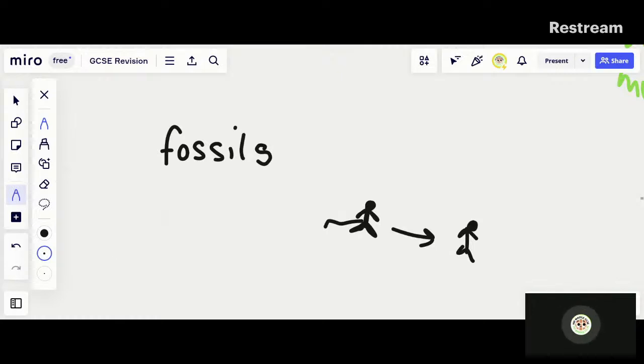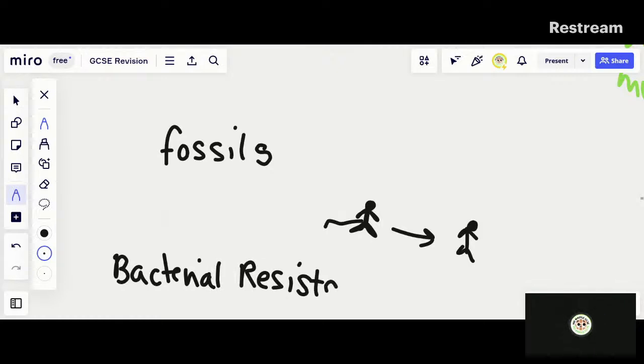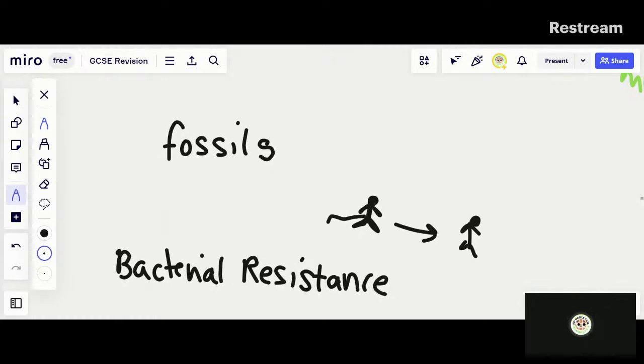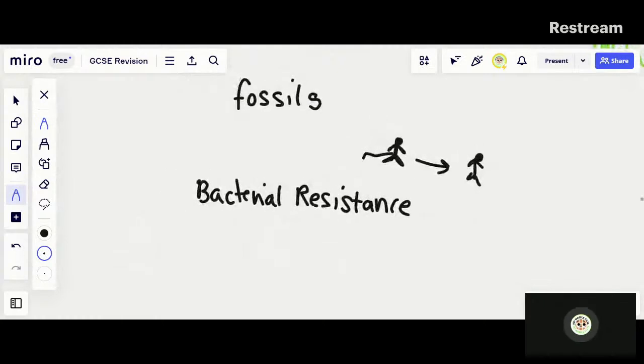Also, bacterial resistance. Now, you may be asking, how does bacterial resistance actually support evolution and show that evolution exists? Well, what do bacteria do? Bacteria develop resistance and are able to evolve to become resistant to antibiotics in order to give them a survival advantage. This proves Charles Darwin's theory.